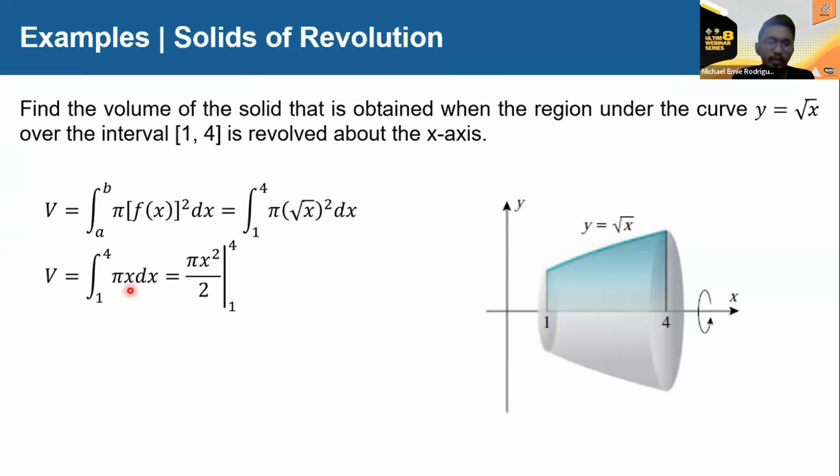So we have x squared over 2. So we have pi x squared over 2 with limits from 1 to 4. Applying upper minus the lower limit, we have 8 pi minus pi over 2. So we have 15 pi over 2. So yan yung ating volume for this solid generated.